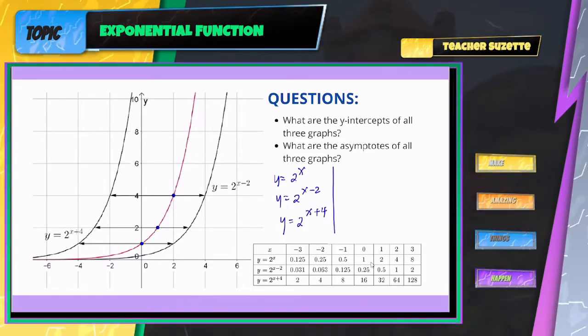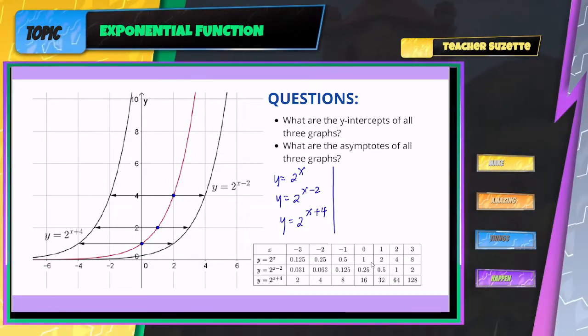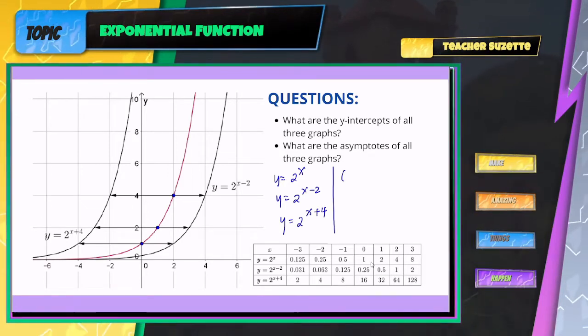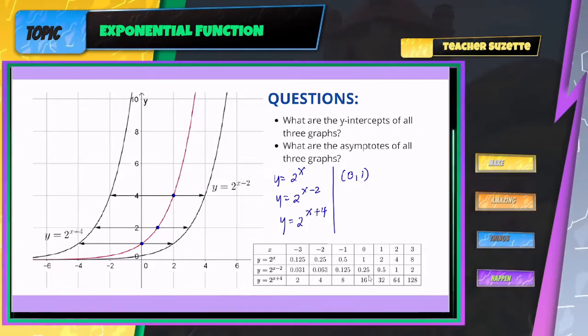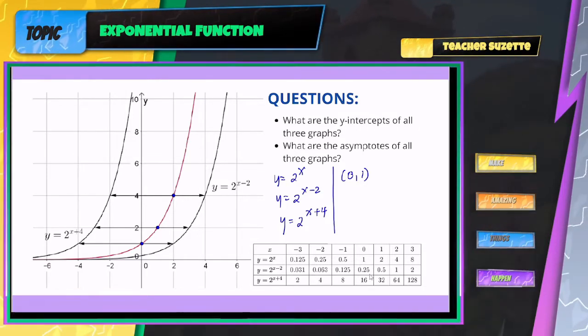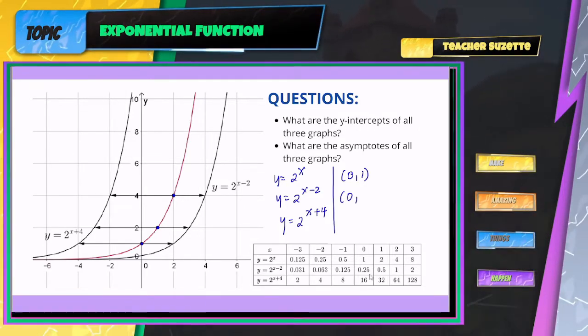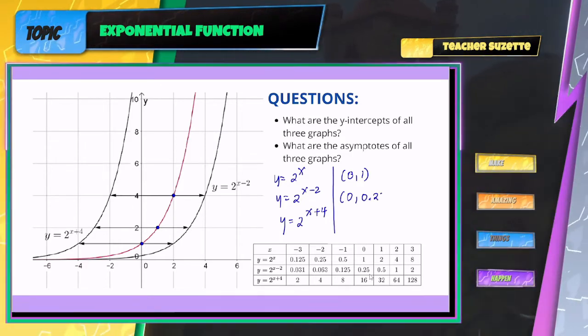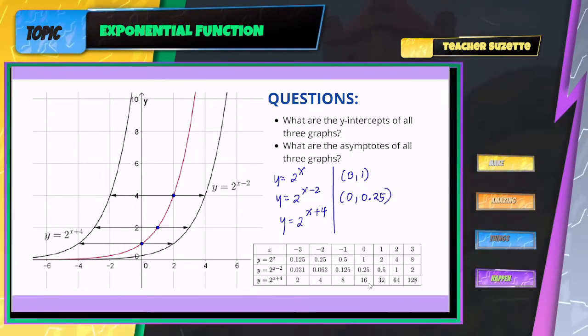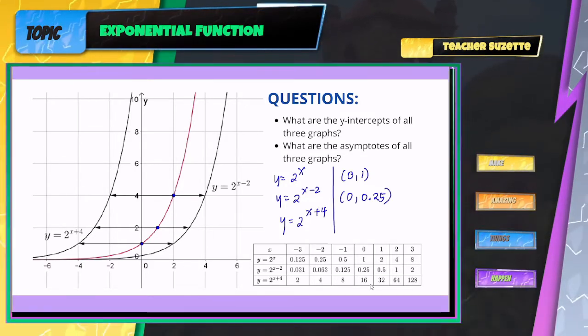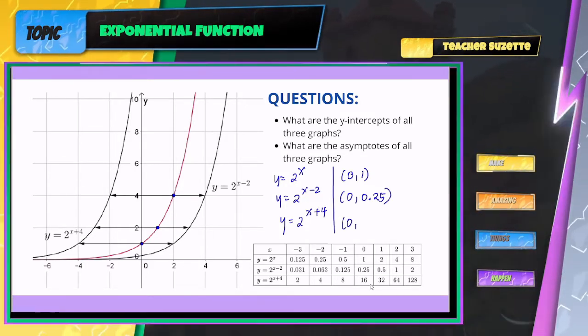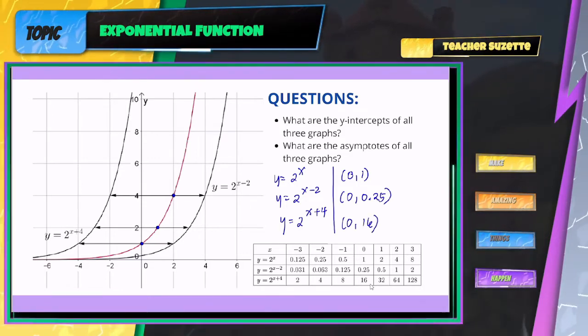First one, for y is equal to 2 raised to x, meron tayong 1, which is, in terms of points, that is (0, 1). For y is equal to 2 raised to x minus 2 naman, so that is (0, 0.25). Next, for the graph y is equal to 2 raised to x plus 4, we have 16. So that is (0, 16).